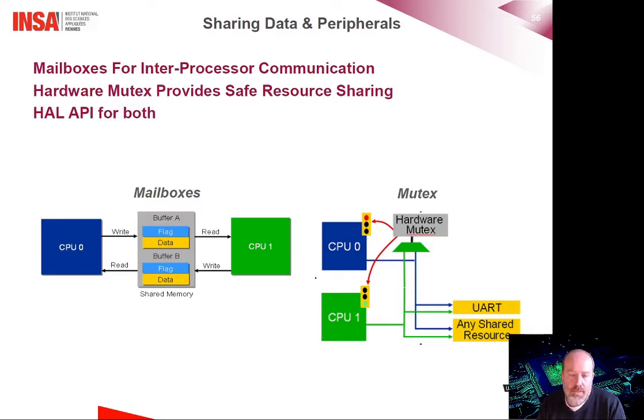It takes the mutex. If CPU 0 wants to have access to the UART at the same time, it's going to ask for the mutex, which is not available. In this case, CPU 0 will have to wait for CPU 1 to release the hardware mutex to have access to the resource. Note that all functions implementing these mechanisms are provided by the vendor, even if it's in hardware.